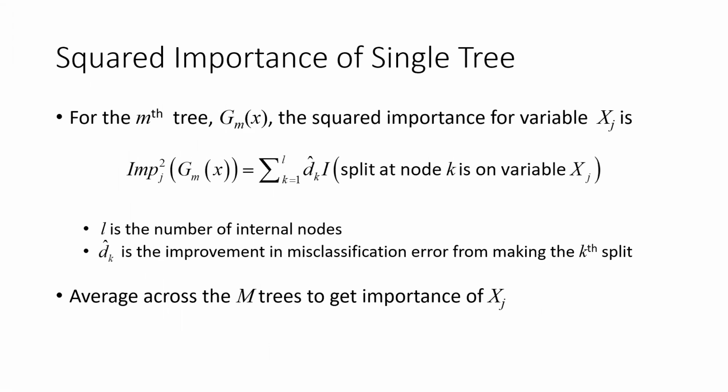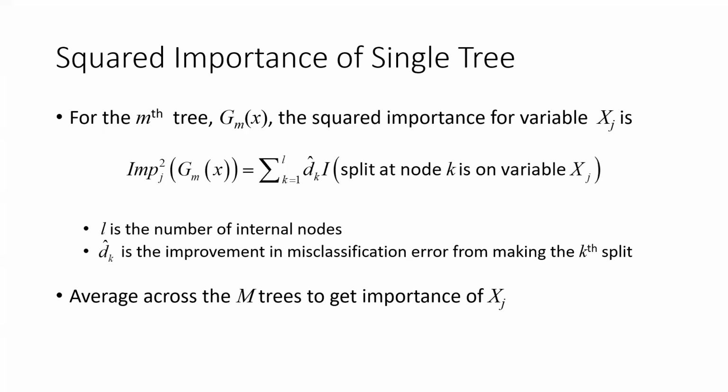Now, clearly, we went from the single tree, which was really easy to understand, to now having an ensemble of trees, and we'd like to be able to say something about the ensemble of trees and the importance of the variables going into it. So the original authors of AdaBoost proposed a squared importance measure. So we start by thinking about the mth tree in particular. So we have model G_m, which again is our CART model for the mth iteration of our AdaBoost algorithm.